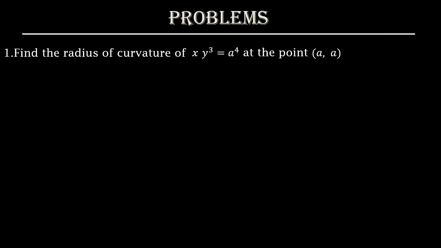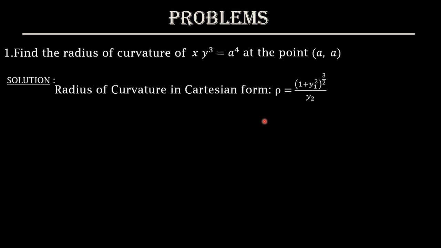Here is the first problem, that is to find the radius of curvature of xy cube is equal to a to the power 4 at the point (a, a). Just analyze the curve, students. Since the curve is in terms of the variables x and y over here, it's a Cartesian curve. So to find the radius of curvature in Cartesian form, the formula is ρ is equal to (1 plus y1 square) to the power 3 by 2 divided by y2.